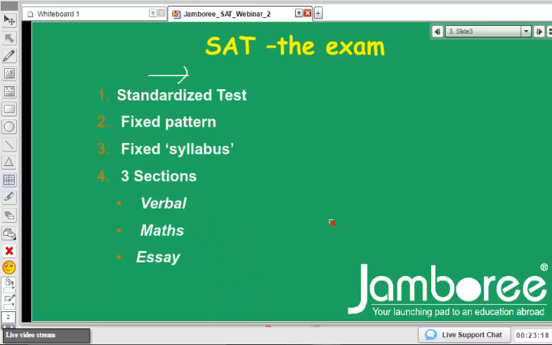Right, Rachit, essay, there is an essay section in the SAT exam. So you have to write an essay. It's a part of the SAT exam.